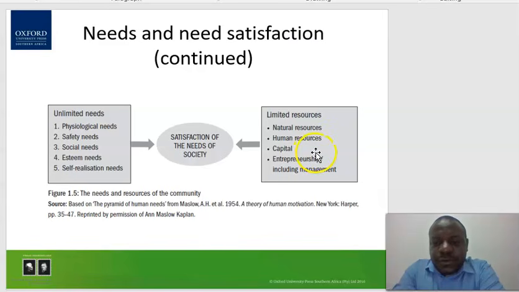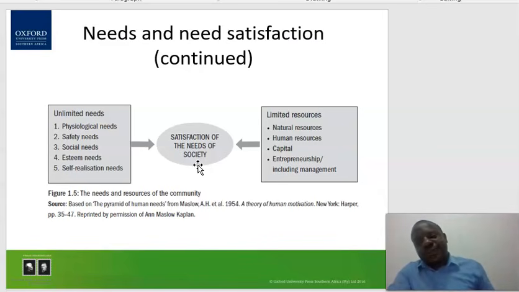Then we also have capital. Capital basically refers to machines, equipment, and assets that the organization can use in the production process. Then we also have entrepreneurship, which includes management, obviously. Entrepreneurship is seen as a driving force of all the other factors of production, because this is the spark that brings all the other factors of production into motion. So it's a very important resource that we cannot ignore. So we need to understand that these unlimited needs ought to be satisfied using limited resources.